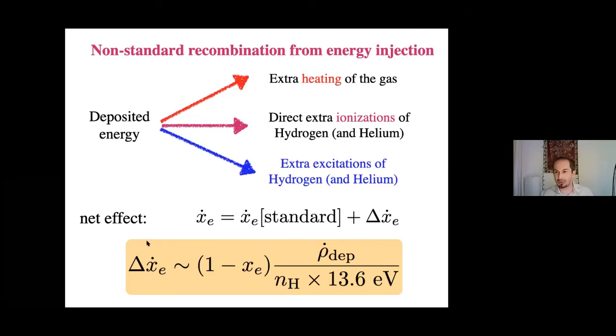And again, to have just an order of magnitude estimate of what is effective, you take the rate of energy deposition per unit time, per unit volume. If you divide it by the number density of hydrogen atoms, this gives you an energy deposition per hydrogen atom per unit time. And if you divide this by the ionization energy of hydrogen, roughly speaking, this quantity gives you the number of ionizing photons per unit time. This is the fraction of neutral hydrogen. So if you take the number of ionizing photons deposited per unit time times the fraction of neutral hydrogen, this roughly gives you the rate of change of the free electron fraction due to this energy injection into the plasma.